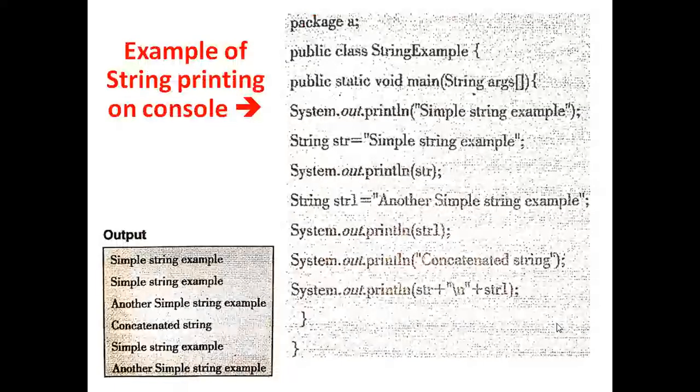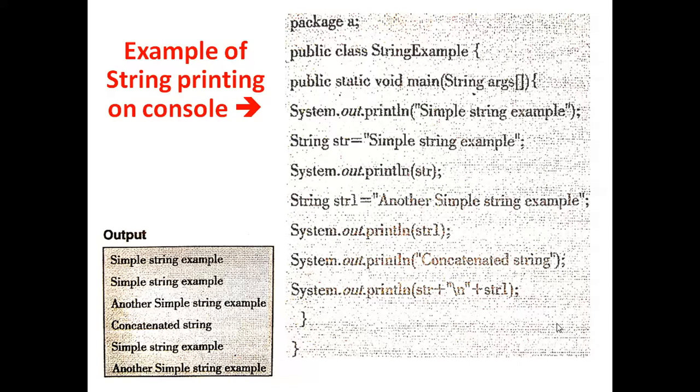This is the simple example of printing a string on the console or the output. Here we have used a package A, the public class StringExample, which is a class we have created having the name StringExample. In that we have written the main function. In main we have written System.out.println, and this is one string. We're having a simple string example.